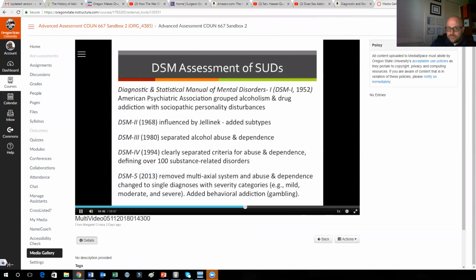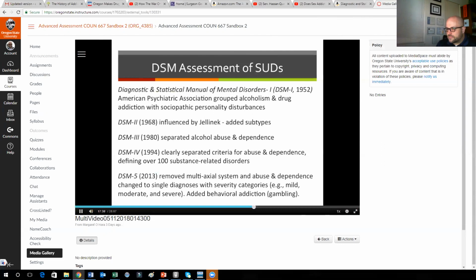The DSM has undergone many revisions. It was first introduced in 1952 by the American Psychiatric Association, where alcoholism and drug addiction were grouped with sociopathic personality disturbances. In the 2nd edition, in 1968, there was great influence by Jellinek, and there were subtypes of alcoholism included. In the 3rd edition, we saw a separation of alcohol abuse, which was considered minor usage, compared to dependence, which was more your moderate and severe levels. DSM-4 more clearly separated the criteria for abuse and dependence, defining over 100 substance-related disorders.